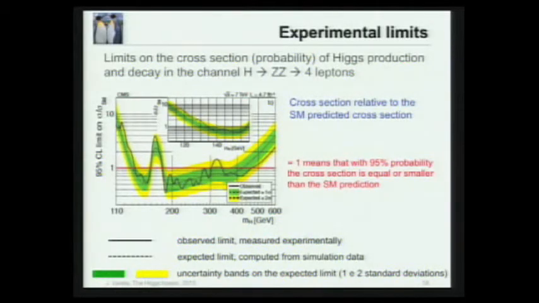So the green band represents 1 sigma, 68% probability. The yellow band represents 2 sigma, 95% probability. So I'm already in the upper limit at 95% probability, so 5% probability of being just a fluctuation. So this could be an indication of something happening in that region.